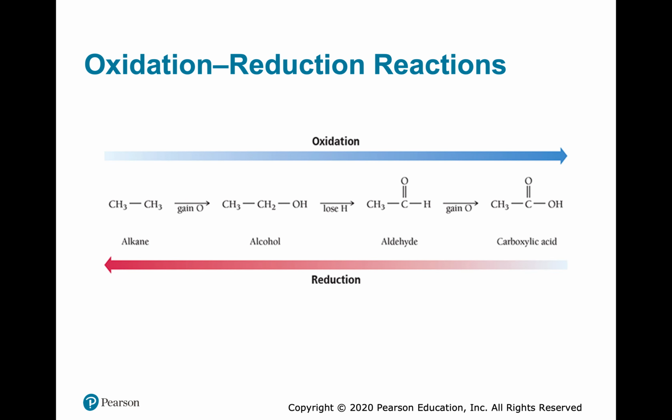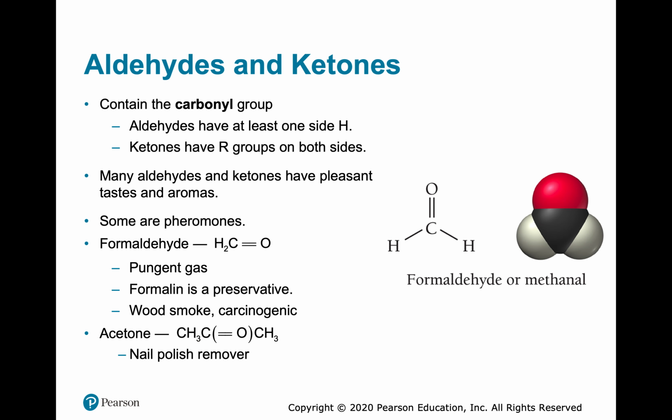So oxidation to the right means you lose hydrogen and gain oxygen, and then reduction to the left, you gain hydrogen, lose oxygen. So in an alkane, if you react it, you can form an alcohol, and then you can rip hydrogens off to form an aldehyde, and then you gain more oxygen to form a carboxylic acid. That is the direction of oxidation. So aldehydes and ketones. An aldehyde has a carbon double bond O at the end of the molecule. A ketone has it in the middle. So that's the difference between the two.